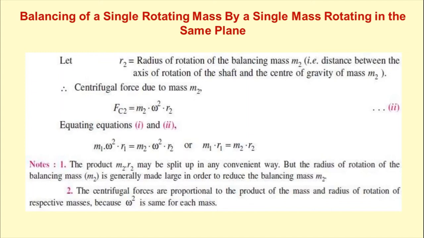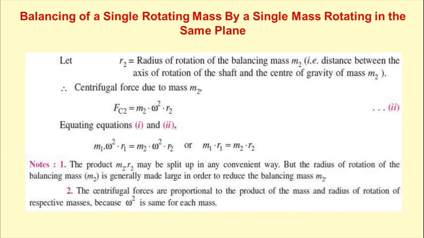Now let us consider R2 is the radius of rotation of the balancing mass m2 as we have discussed. So the centrifugal force due to the mass m2, that is Fc2, equals m2 omega square R2. Now equating these two, if we wish to nullify each other, then we get m1 omega square r1 equal to m2 omega square r2. Because they are placed on the same rotating shaft, omega is the same in both cases. So eliminating the term omega square from either side, we get m1 r1 equal to m2 r2.